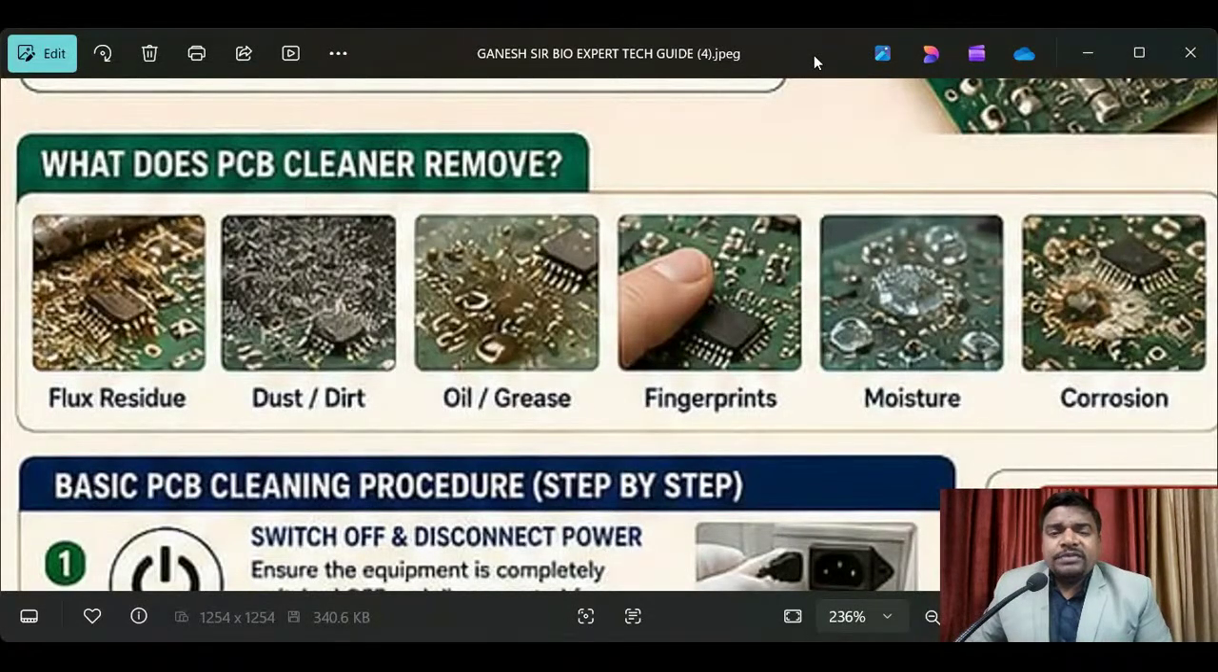I hope you are observing my presentation. What does a PCB cleaner remove? See here. I will keep this slide for 5 minutes for your understanding.